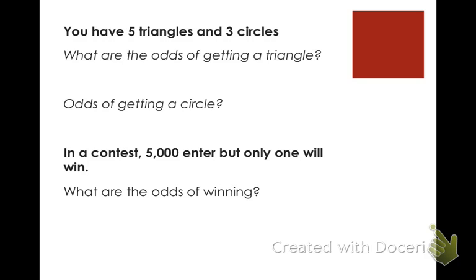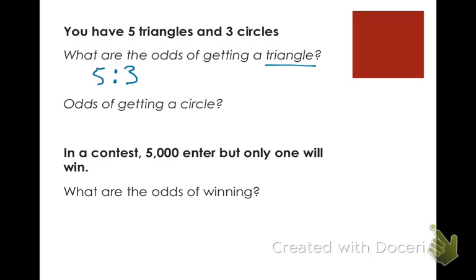You have 5 triangles and 3 circles. What are the odds of getting a triangle? So now a triangle is our favorable, and there's 5 of those. And we're going to write using a colon for a ratio. And then the unfavorable would be circles. So triangles compared to circles. So the odds of getting a triangle are 5 to 3.